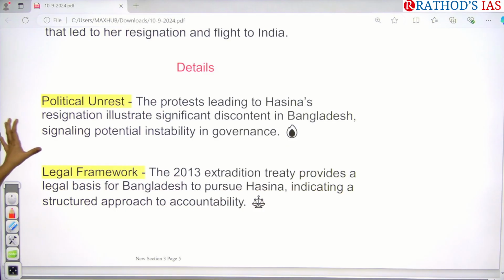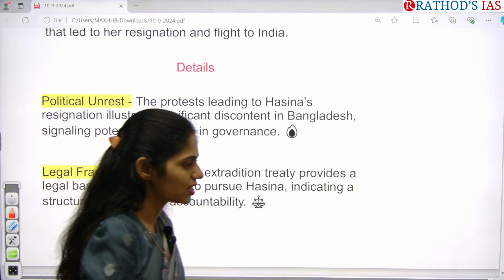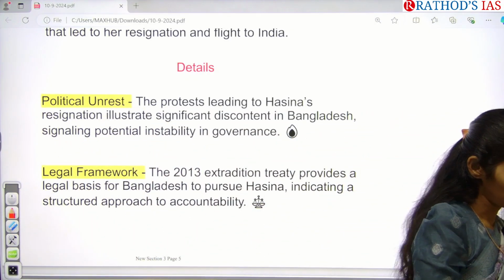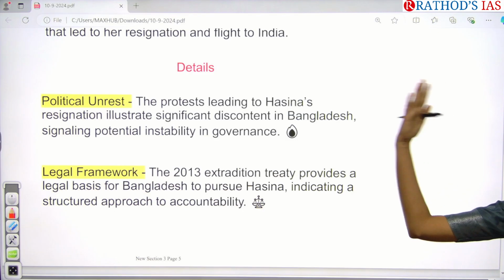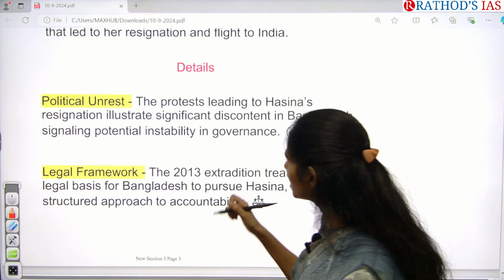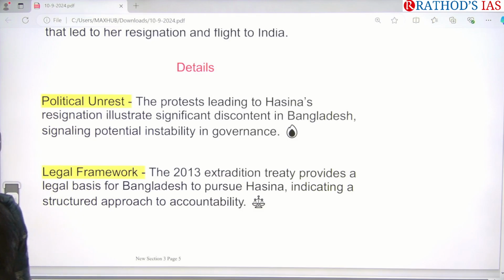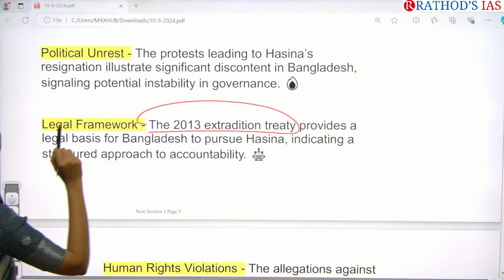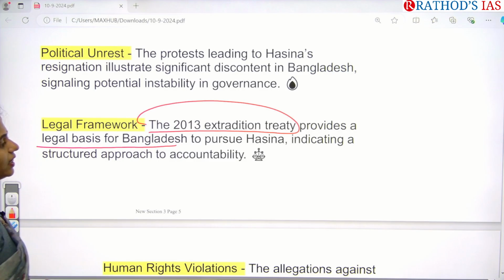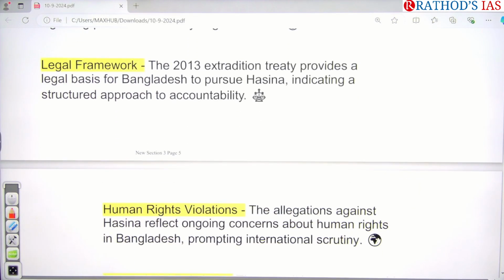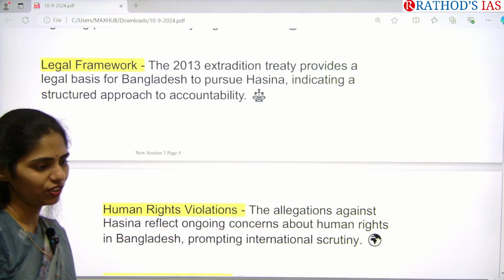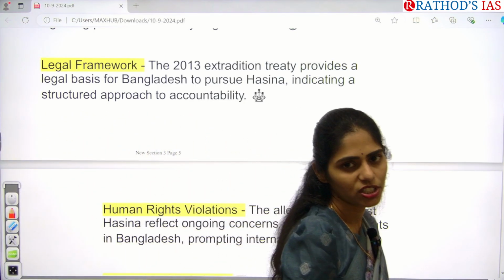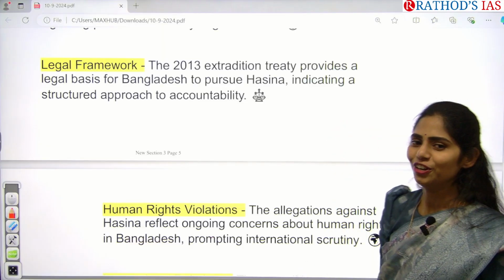So here we can understand that there is political unrest, and the people of Bangladesh don't want to leave Sheikh Hasina; they want to bring her back and she should be punished. Here, we signed an extradition treaty in 2013 which provides a legal basis for Bangladesh to get Hasina back. Whenever we sign such agreements between two countries, we can increase cooperation and even resolve these kinds of issues.